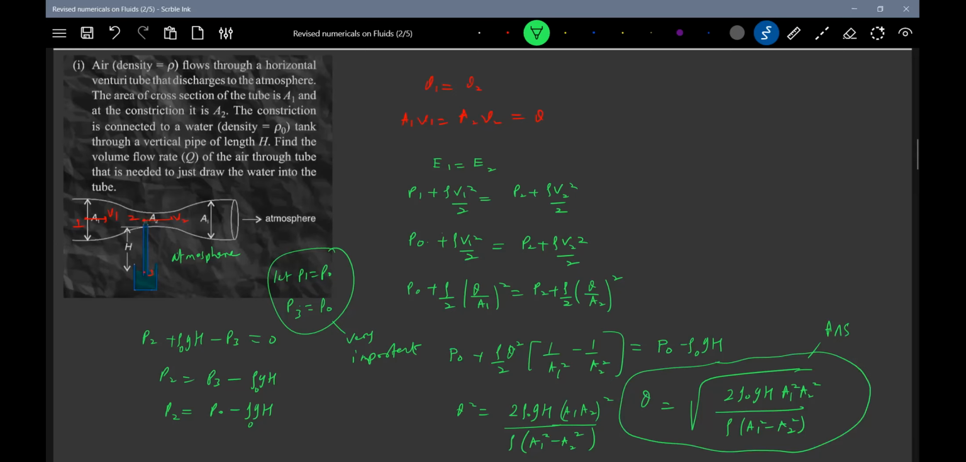Sir, once again, can you explain the left-hand side? This one? Yes, sir. Yeah, pressure at 2, P2 plus rho naught GH. The density here is rho naught. So by the manometric equation, P2 plus rho naught GH minus P3 equal to 0. Okay. Yes, sir.